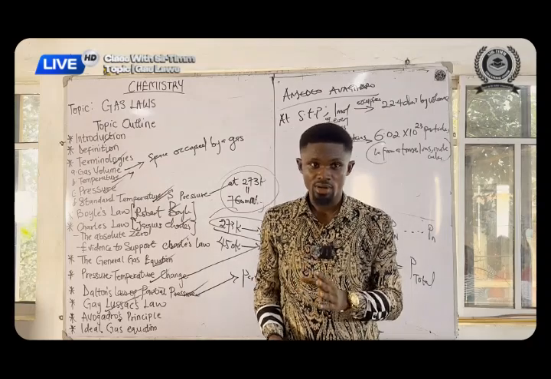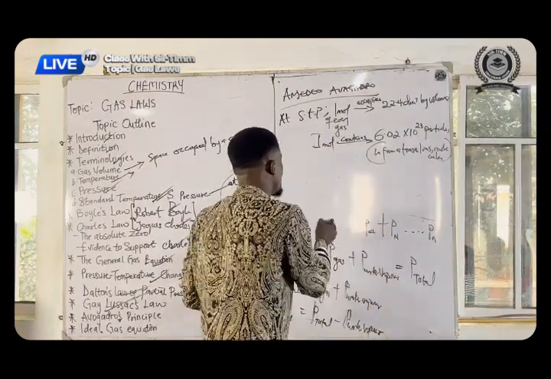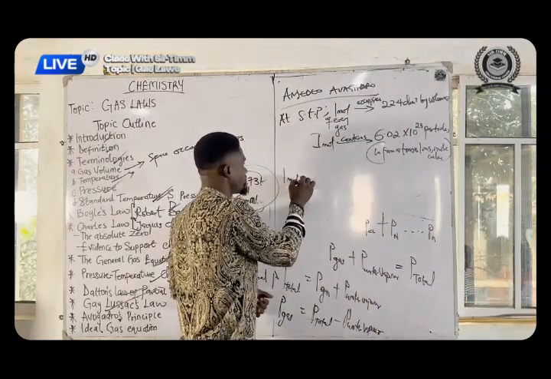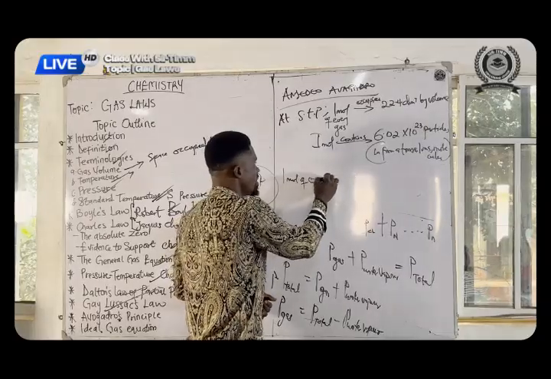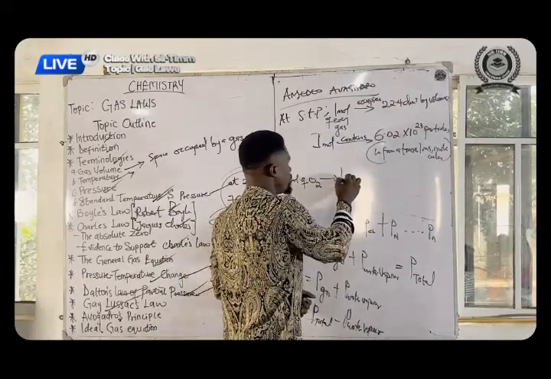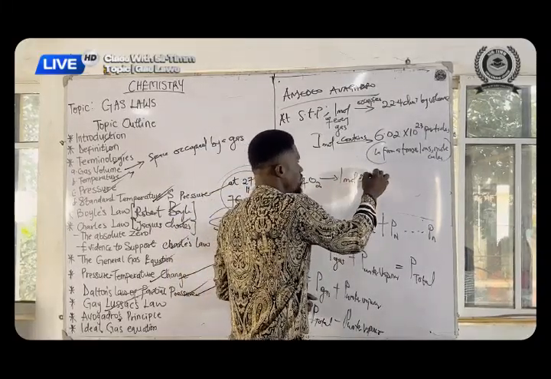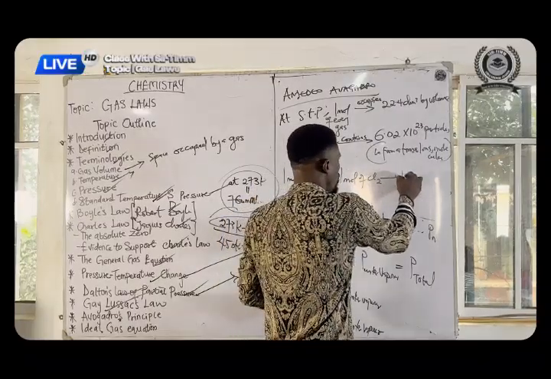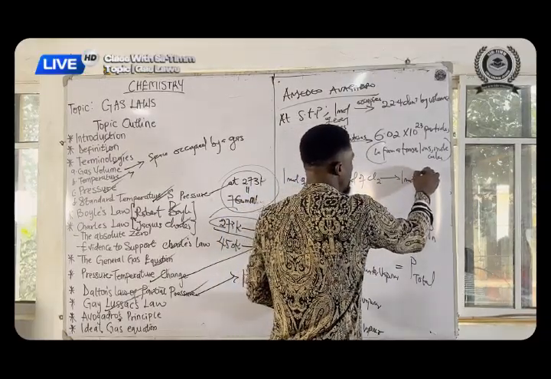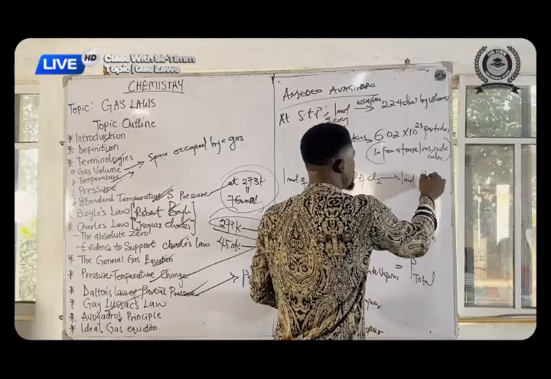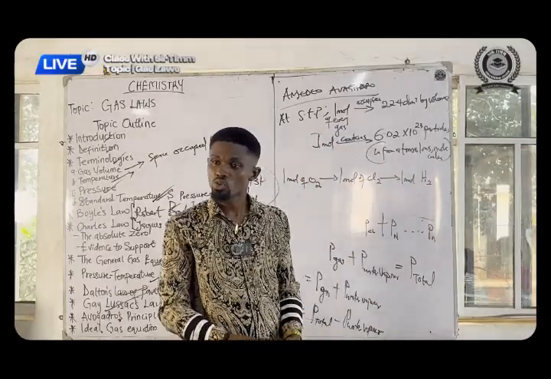Are you with me? So it means that, for instance, if I have 1 mole of oxygen gas, it will occupy the same volume as 1 mole of chlorine gas, the same volume as 1 mole of hydrogen gas. Are you with me? That's what the law is talking about.